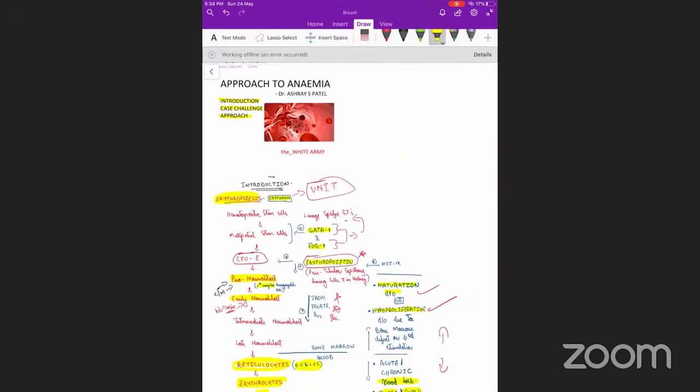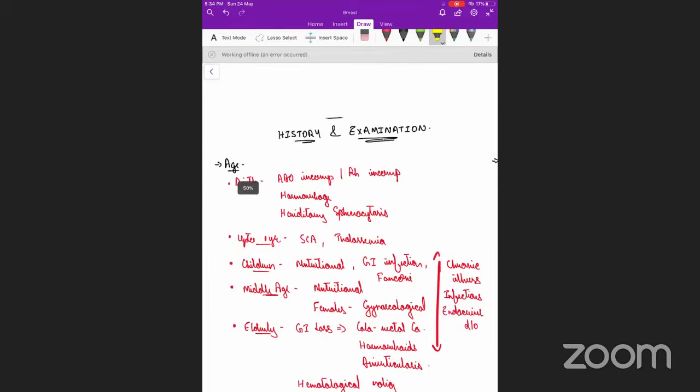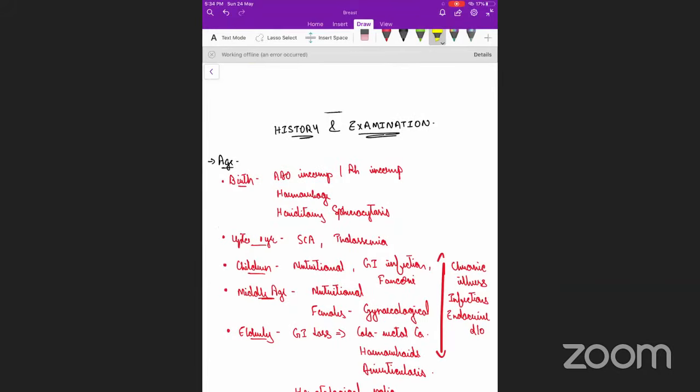So now, as we saw, how we approach the case. Approaching anemia, history and examination is very, very important. Like we saw in our previous two cases, just by history and examination, we could narrow it down to only one or two differential diagnoses we could keep in mind. So history and examination plays a very important role in anemia.